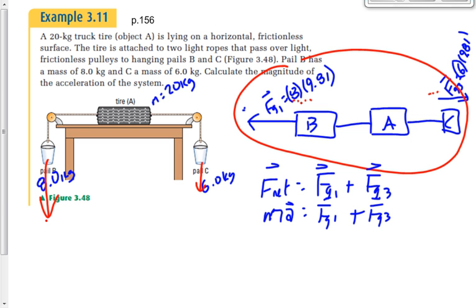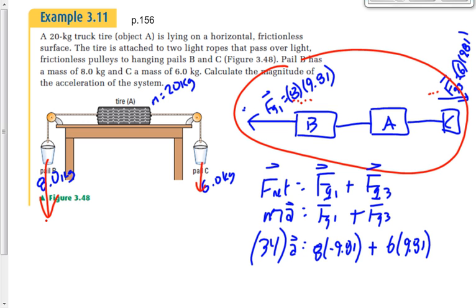Yeah? How about 34? Why, Aiden? Yeah, if we're looking for the acceleration of the whole thing, we're analyzing the whole system, then let's use the whole mass, 34 kilograms. Multiply that by A. Fg1 is, we're going to say it's 8 times negative 9.81. Fg3 is 6 times positive 9.81. Are we making gravity positive? Is that what I'm saying here? This term, is gravity positive? Yeah, but why? Because it acts down.